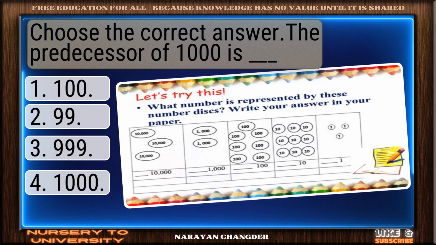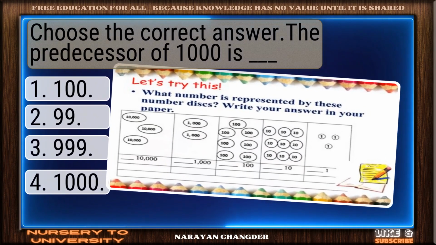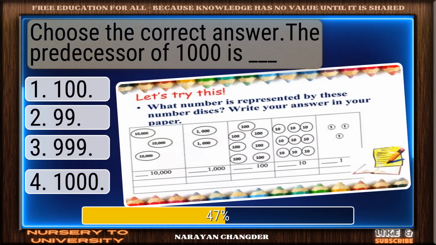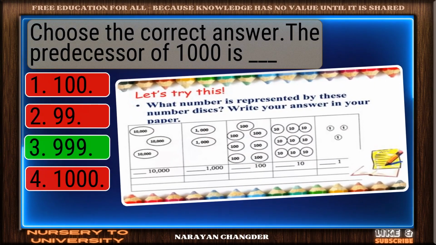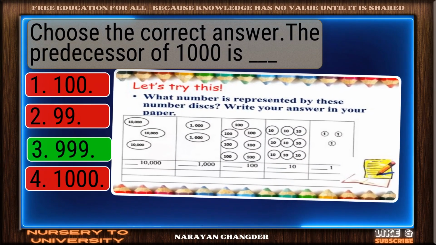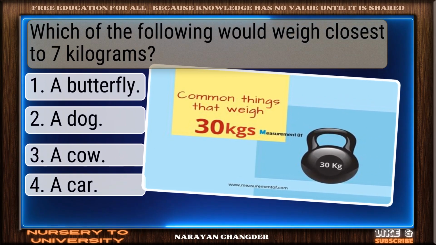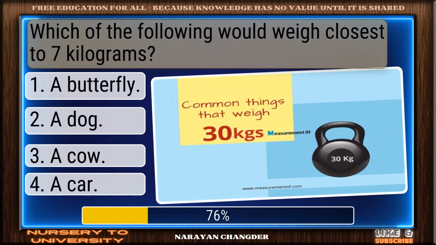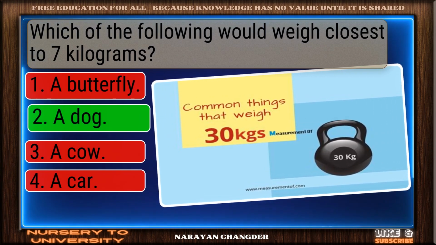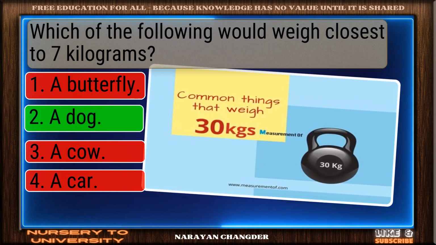Choose the correct answer. The predecessor of 1000 is dash. Right again, 999 is a valid answer. Which of the following would weigh closest to 7 kilograms? Nicely done. A dog is a solid answer.